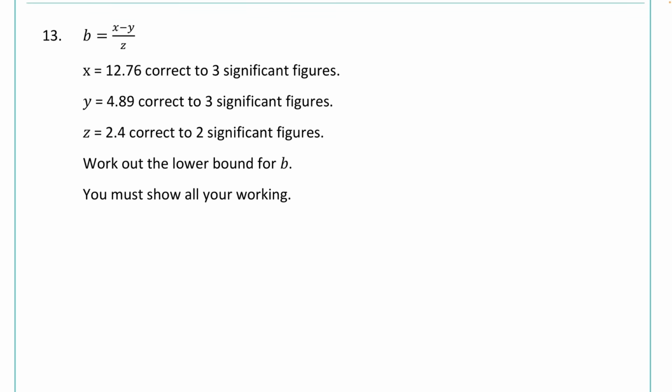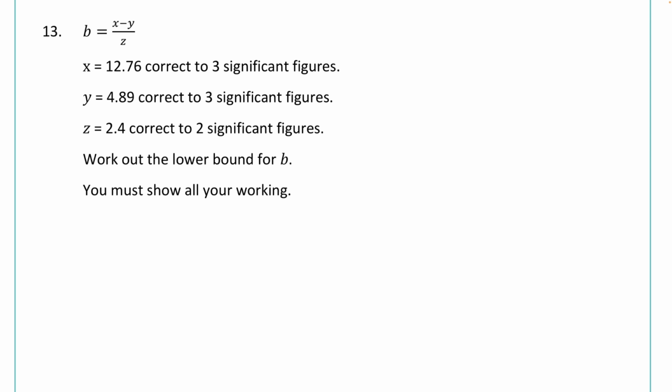Now this next question is looking at bounds. Now this particular bound has a fraction involved, so we have to think about what to do with fractions when we have bounds, and it has a subtraction involved on the numerator there, so we're going to have to be super careful. Now no matter what we do, we want to write the error intervals for these numbers. So x is 12.76 to 4 to 3 significant figures.